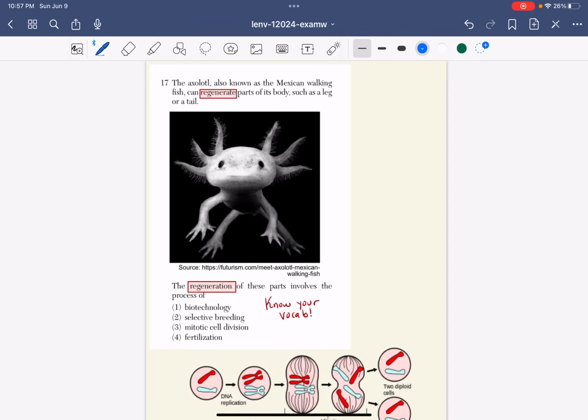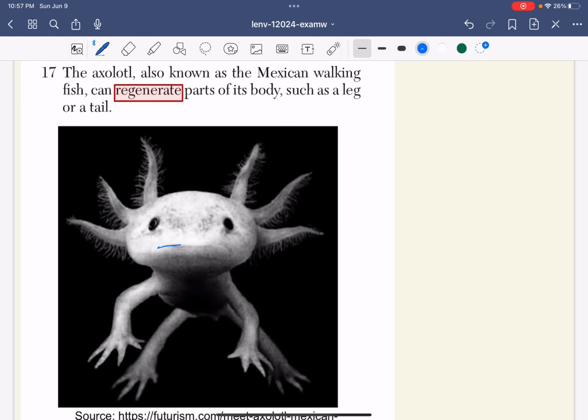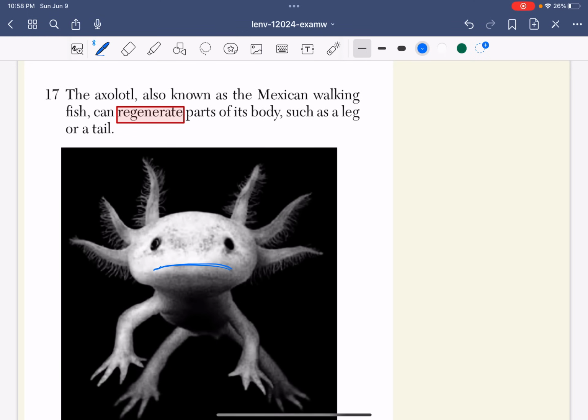Let's move on to number 17. Oh, look at this cutie pie. Let me just draw the mouth a little bit more. So let's take a look at this question, 17. The axolotl, also known as the Mexican walking fish, can regenerate parts of its body, such as a leg or tail.